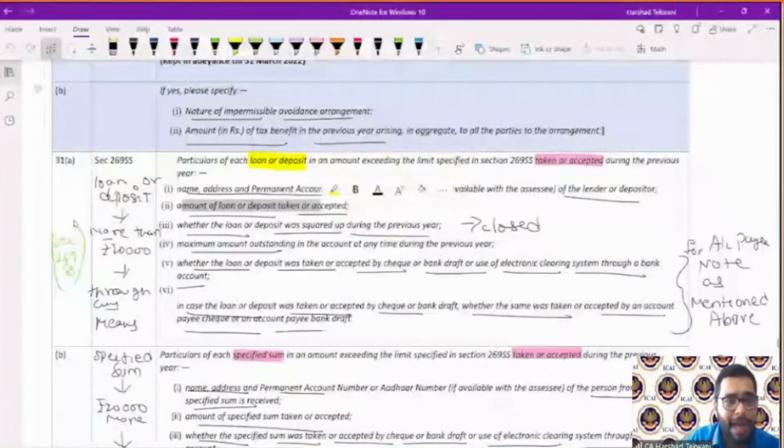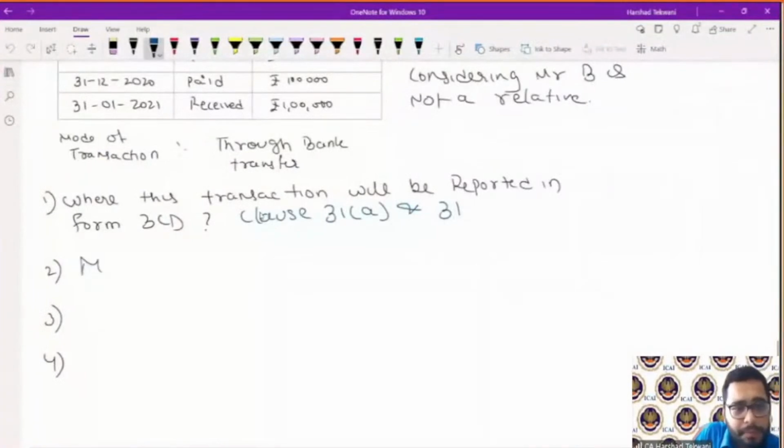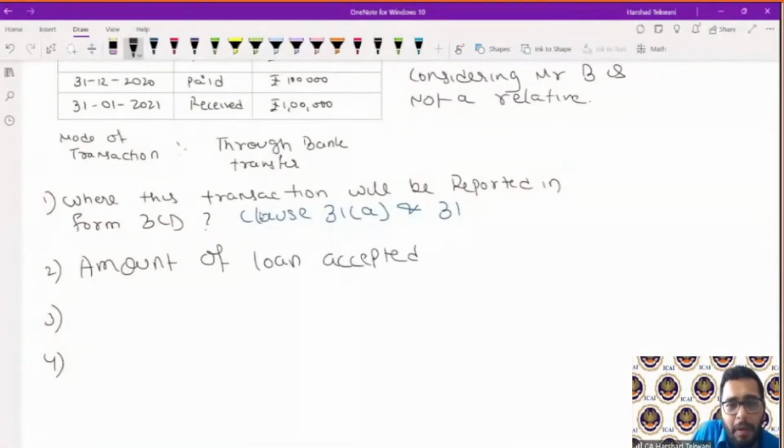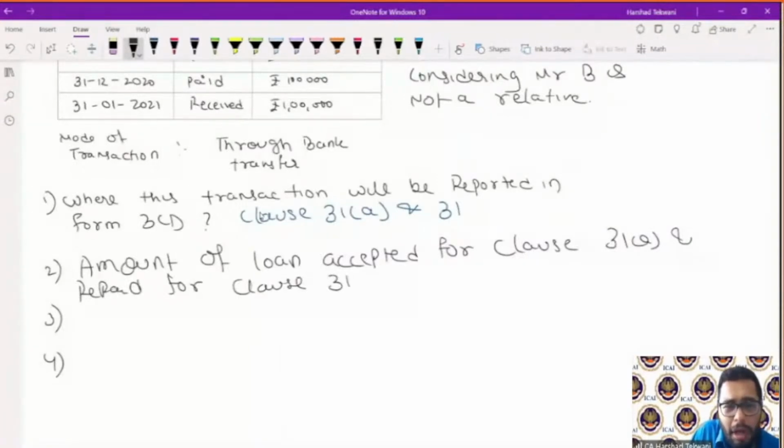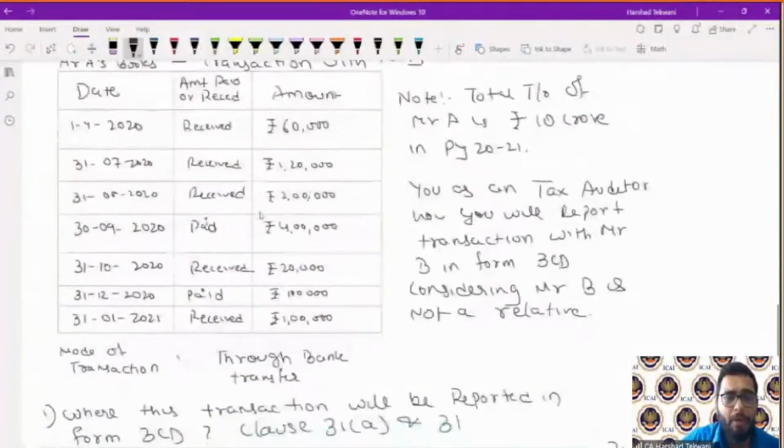So now the second question that I am asking over here is, what is the amount of loan accepted for clause 31A and repaid for clause 31C of form 3CD? You tell me what will be the amount of loan accepted for clause 31A and loan repaid for clause 31C. See, these are the transactions which are given. You just need to calculate what is the amount accepted and amount repaid.